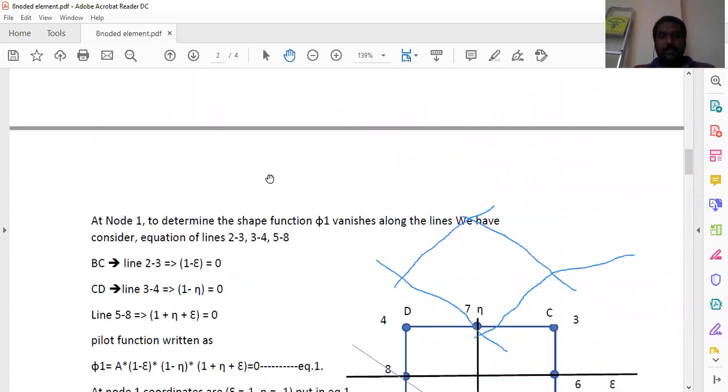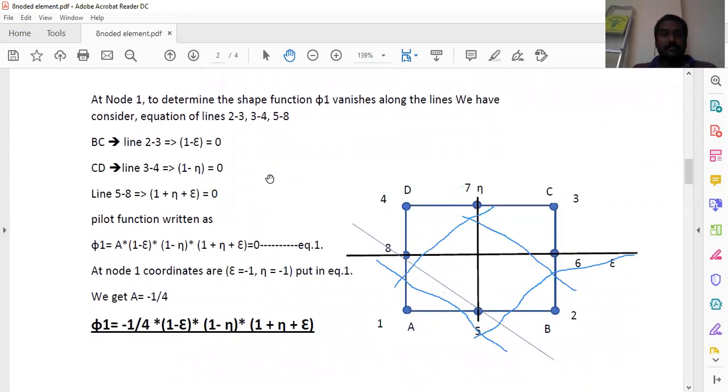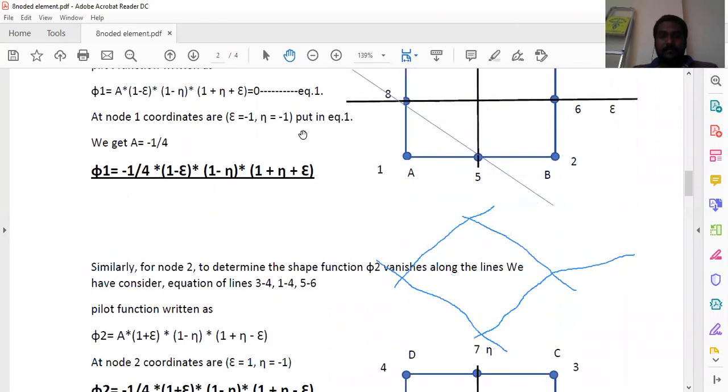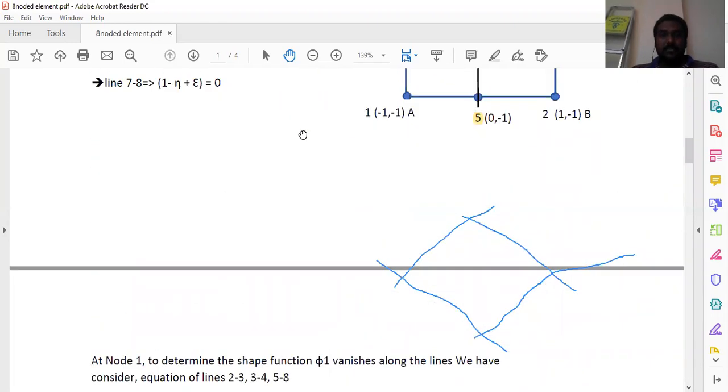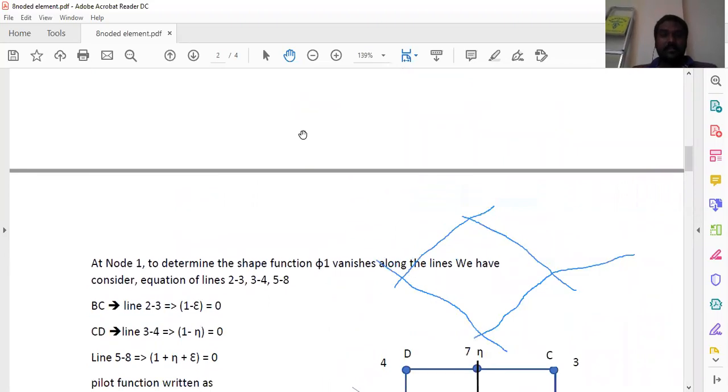So next, once we have written the equations of all the lines, vertical, horizontal, and then the diagonal lines, we will find out the shape functions one by one. So at node 1, to determine the shape function, phi 1 vanishes along the lines for which we have considered the equations of lines 2, 3, 3, 4 and 5, 8.